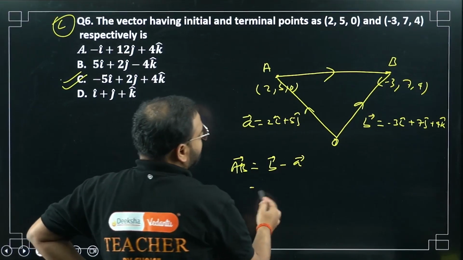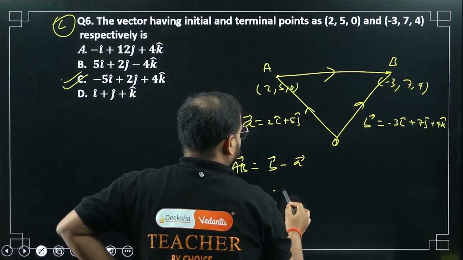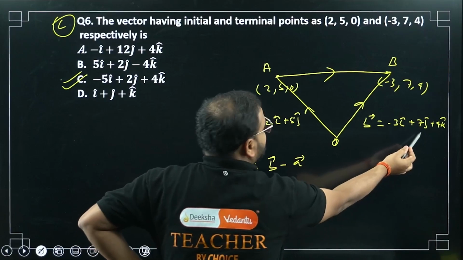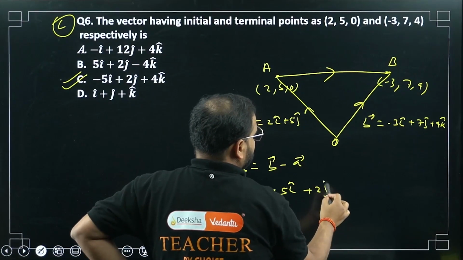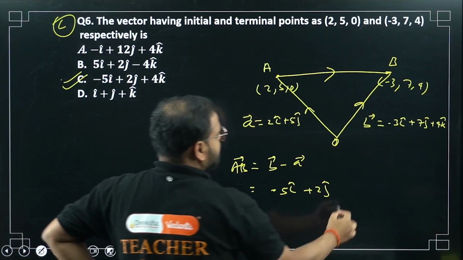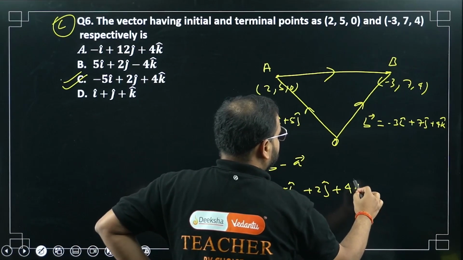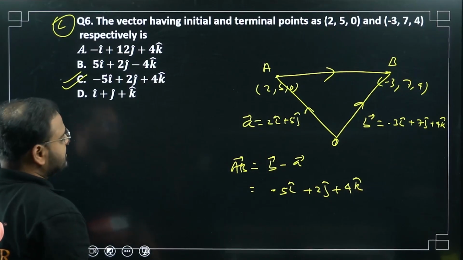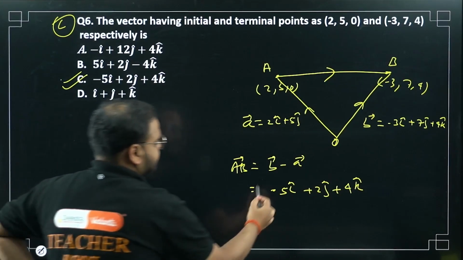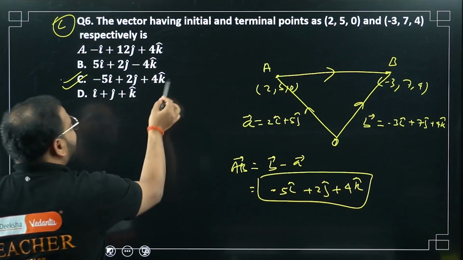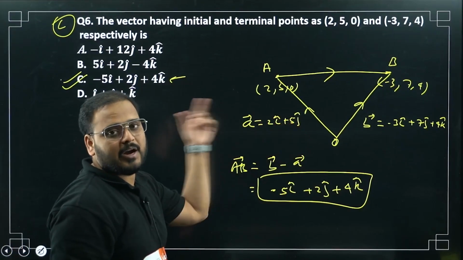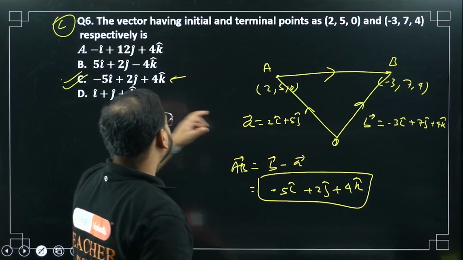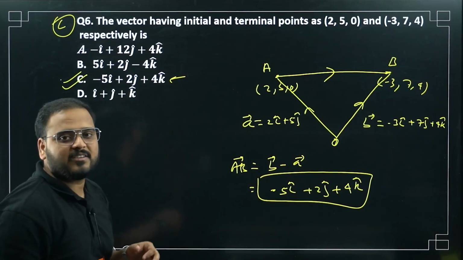So B minus A, tell me here. B minus A means minus 3 minus 2, so minus 5 i cap. 7j minus 5j cap, so plus 2j cap. And 4k minus nothing, so simply 4k cap. We can see the answer here. The answer is C, sir. Same answer. So when you subtract and get the answer, this is what it means behind. That's what you have actually done to get it, without knowing it. That's how we can subtract the coordinates and get the result.